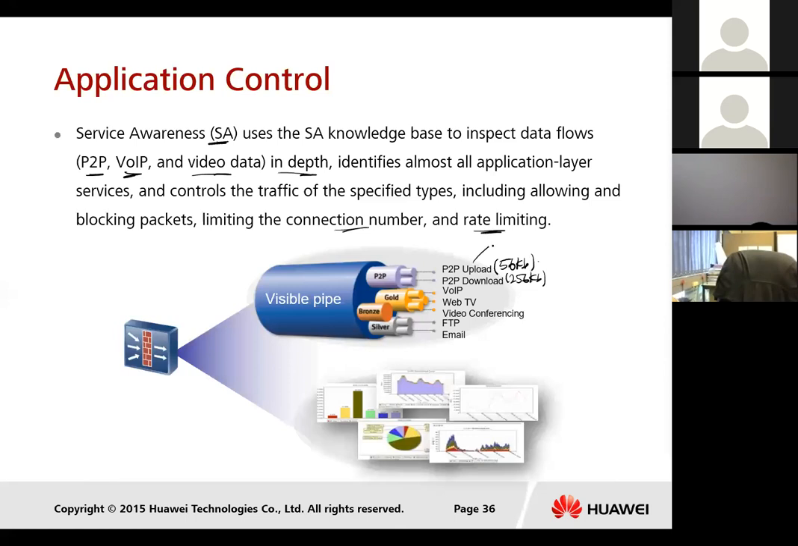Concurrent point-to-point connections are only 2 sessions. VoIP, 20. Web TV, 1. Video conferencing, 20. FTP, 2. Email, 100. Something like this. So you can easily specify how you're going to control based on the application, what the rate limiting is, and whether you want to block or allow the application. I can say that I totally block point-to-point. No point-to-point allowed through my firewalls. This can be applied to the firewall under the application control.